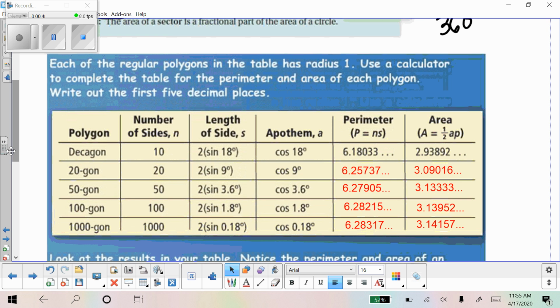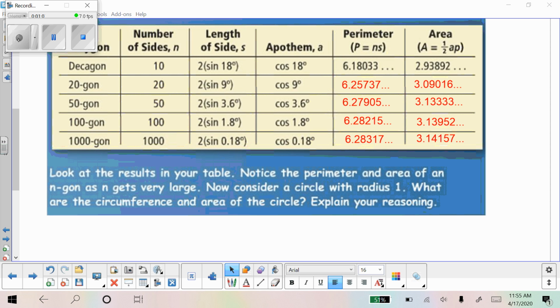In your notebook you'll notice that this is not filled in, and I just filled it in so you could see. Go ahead and look at the numbers and see if you can figure out what's going on here. Be a good time to pause. What you should notice is that as the number of sides gets bigger and bigger, the perimeter seems to be getting closer and closer to the number 2 pi, and the area is getting closer and closer to the number pi.